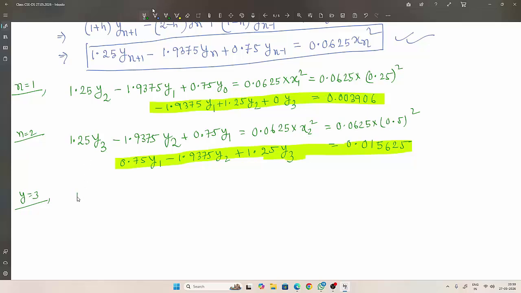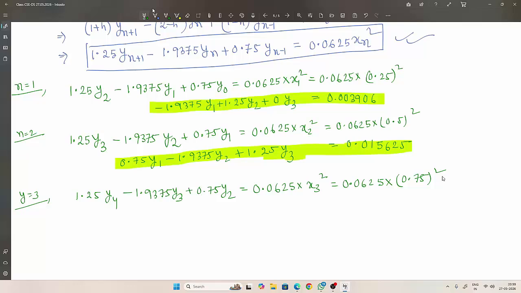So if you put n equal to 3, you will get 1.25 y4 minus 1.9375 y3 plus 0.75 y2, right side 0.0625 into x3 square is equal to 0.0625 into 0.75 whole square. Now what is the value? 0.75 square is equal to 0.5625 into 0.0625. The value is coming as 0.035156.